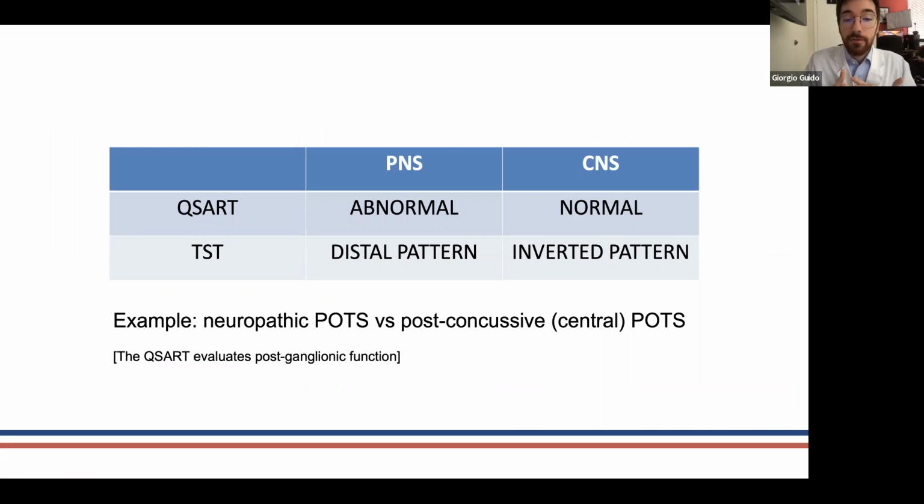The QSART evaluates postganglionic function. So it is abnormal when the lesion is peripheral, whereas it will be normal in a patient with a central nervous system cause. So for example, in TBI, the example I propose here is neuropathic POTS versus postconcussive POTS. So the pattern of the heart rate and the blood pressure on the tilt table test will be diagnostic of POTS, but then we can also subclassify it and understand if it's neuropathic. If it's neuropathic, the QSART will be abnormal. If it's a central cause, for example in postconcussive patients, the QSART will be normal.